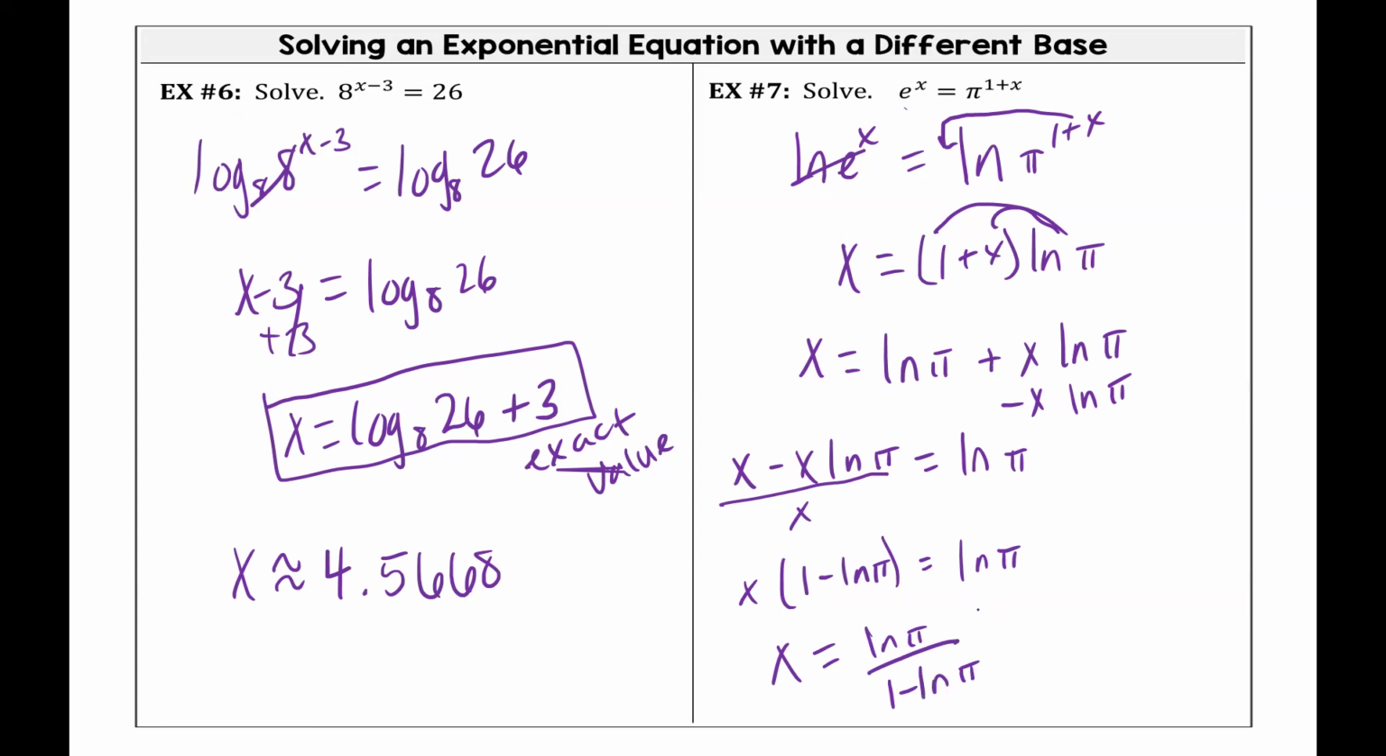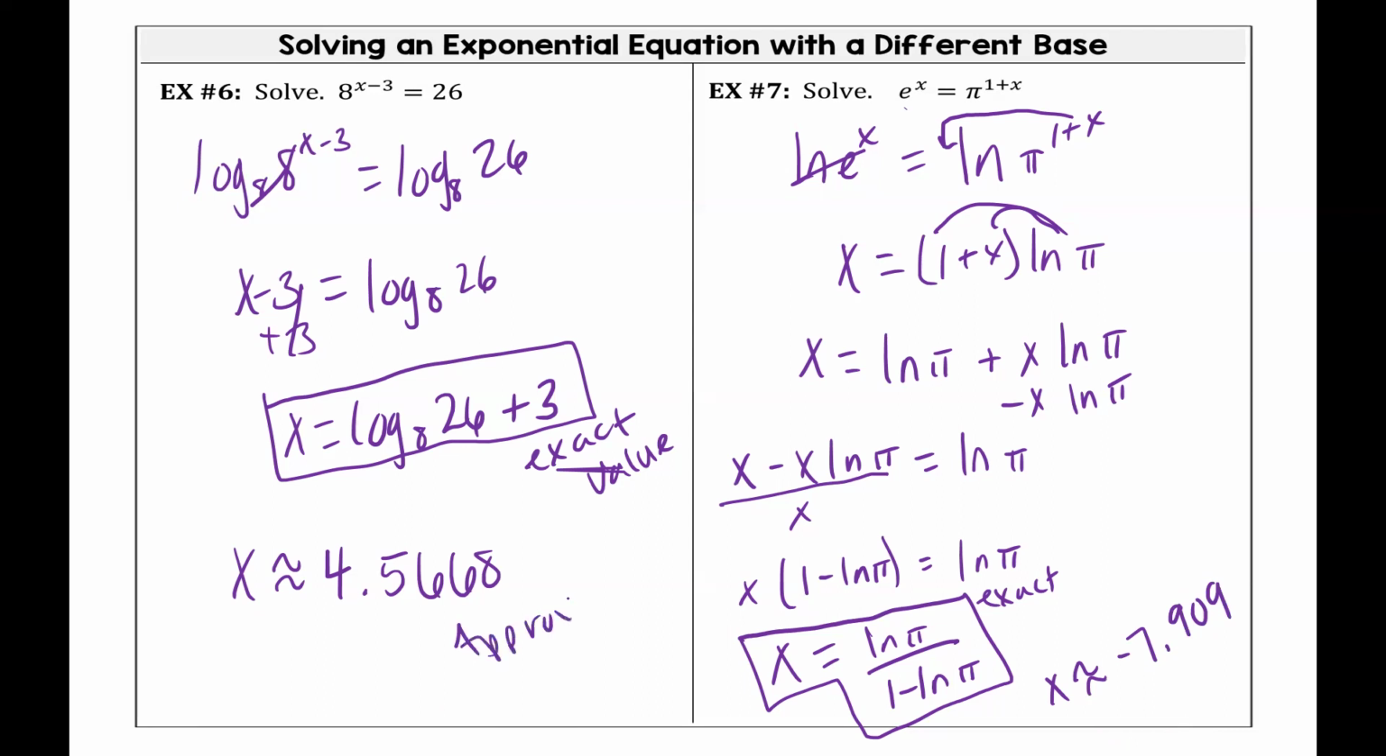This again is my exact answer. If I was on a non-calculator side, this would be your exact answer. If I had a calculator, then I would just put that in the calculator and approximate. My approximate value would be about -7.9, something like that. So again, if you have a calculator, then more than likely you're going to approximate. If you don't have a calculator, more than likely they're just looking for the exact value. All right.